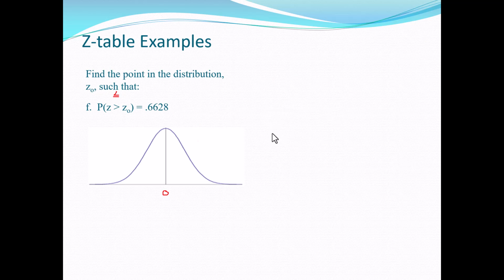If there is 0.6628 above, doesn't that mean, let's see, I've got to make these sum to 1, doesn't that mean there's 0.3372 below? If there's 0.3372 below and 0.6628 above, I hope you can see this value of z has got to end up over here. The 0.3372 probability is what I've shaded here in red.